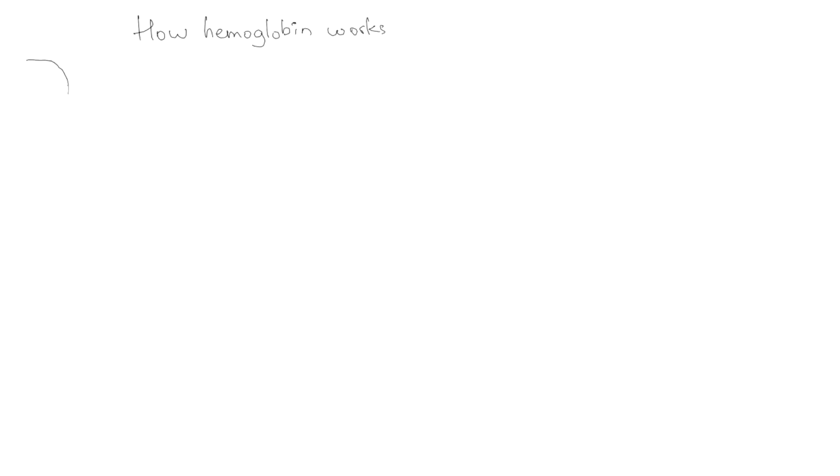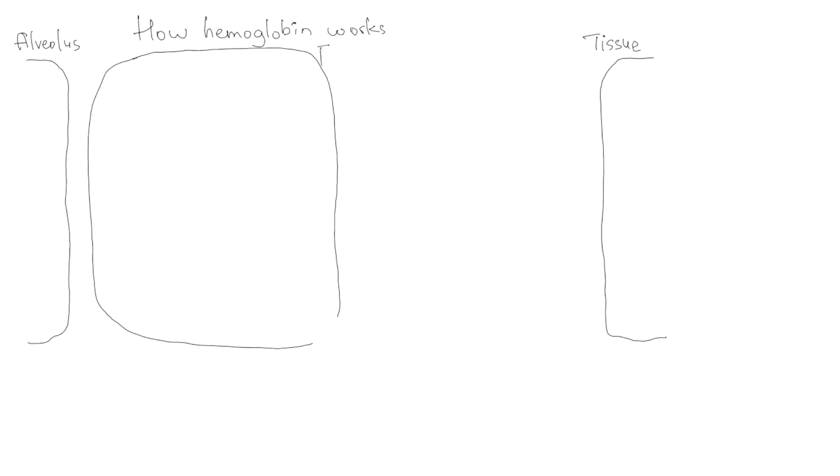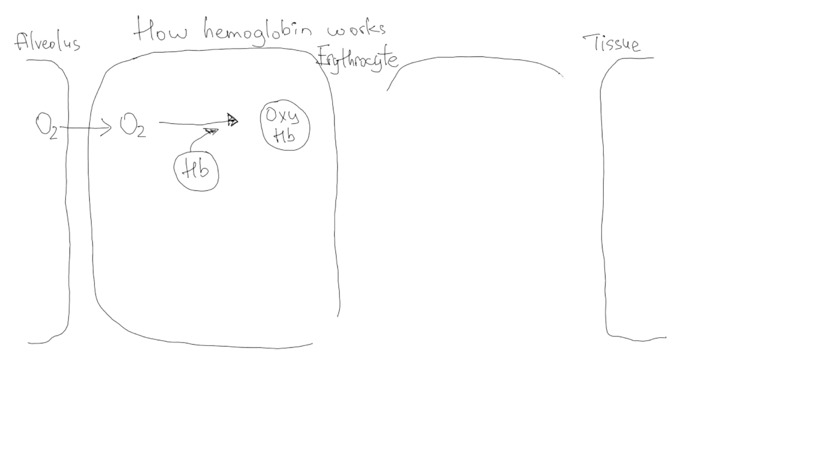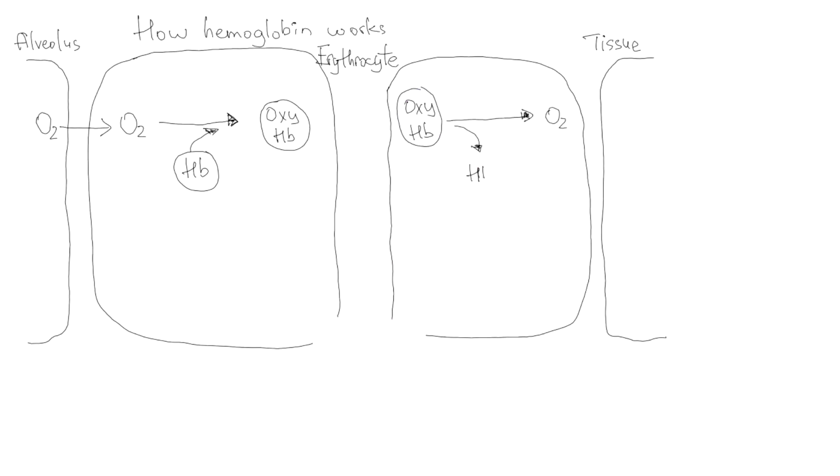To better understand how hemoglobin works, we are going to take a look at how oxygen gets to the tissues. It first enters the erythrocyte where it connects with hemoglobin and makes oxyhemoglobin. It travels with it up to the tissues where there is an abundance of CO2. The oxygen leaves the hemoglobin, thus going into the tissue.